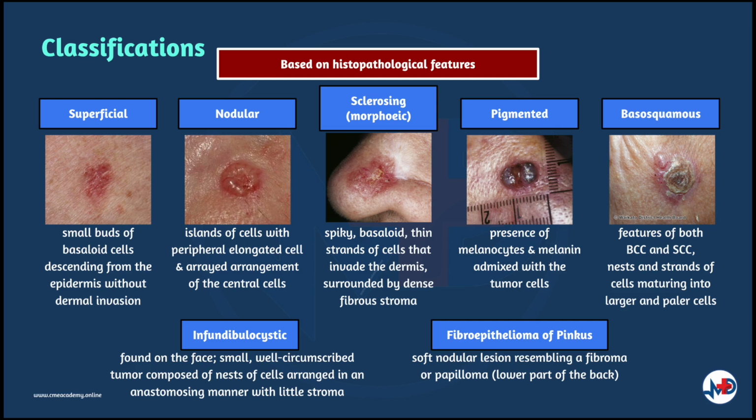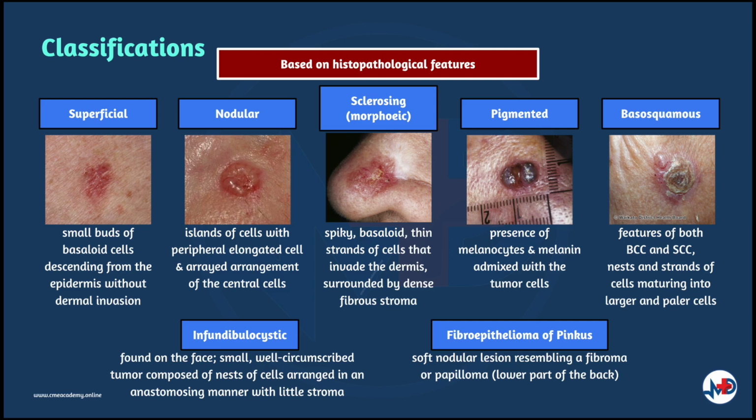If there's presence of melanocytes and melanin admixed with tumor cells, it is known as pigmented basal cell carcinoma. Infundibulocystic basal cell carcinomas are found on the face. They are small and well circumscribed. It is composed of nests of cells arranged in an anastomosing manner with little stroma. Basosquamous basal cell carcinoma has features of both basal cell carcinoma and squamous cell carcinoma, which is nested and strands of cells maturing into larger and paler cells.